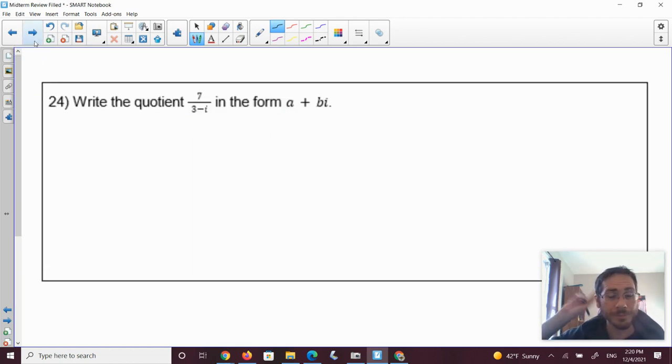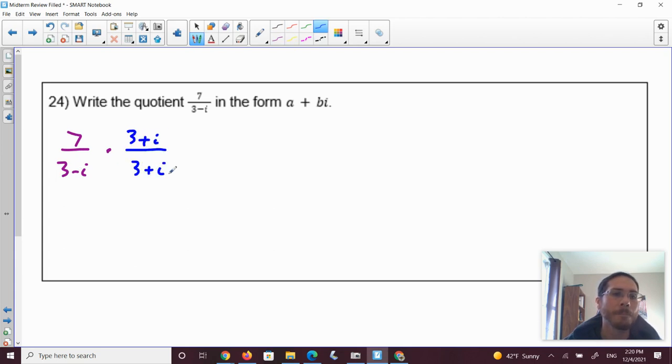We'll move on to 24. Write the quotient in the form a plus bi. We've got 7 divided by 3 minus i. We have to remember how to divide these. To divide, we have to multiply by the complex conjugate of the denominator. Since this is 3 minus i, we have to multiply by 3 plus i.